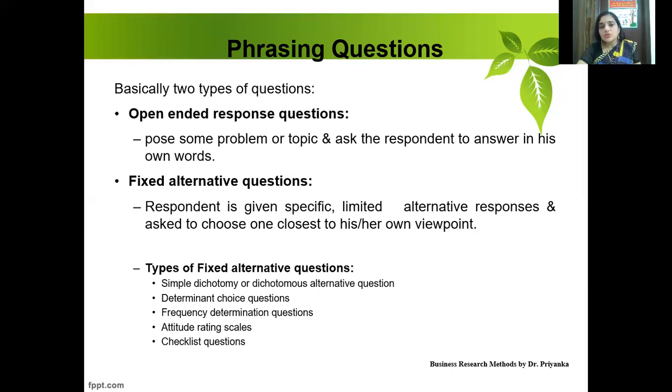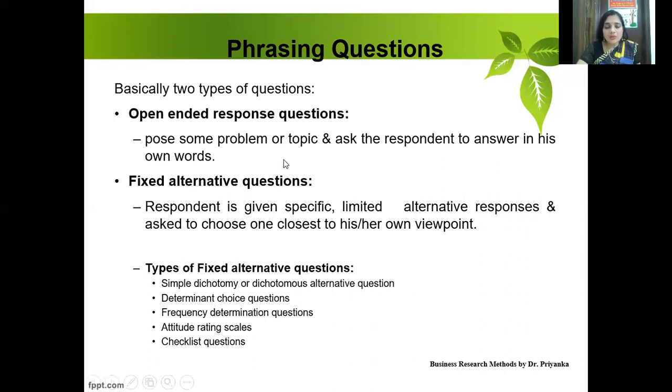For example, you have been asked a question and you are supposed to answer on your own. You are not given options to check or uncheck, like yes, no, or true, false. Nothing is given to you. You have to answer the question on your own, in your own words, right?